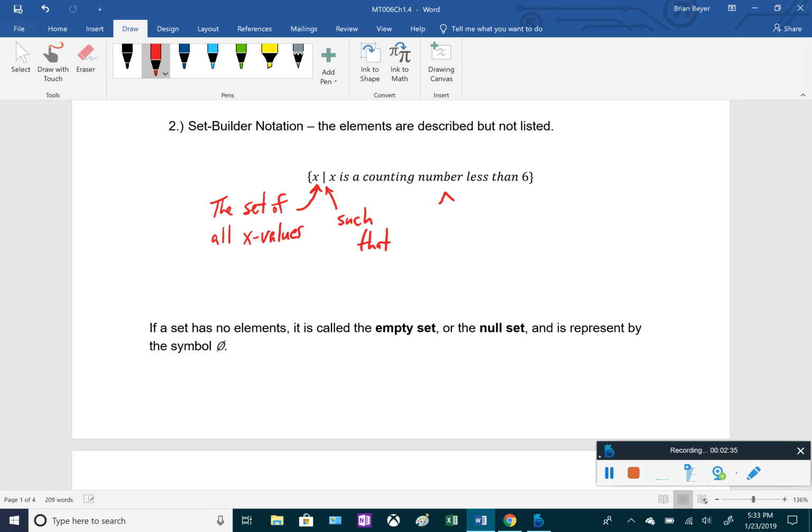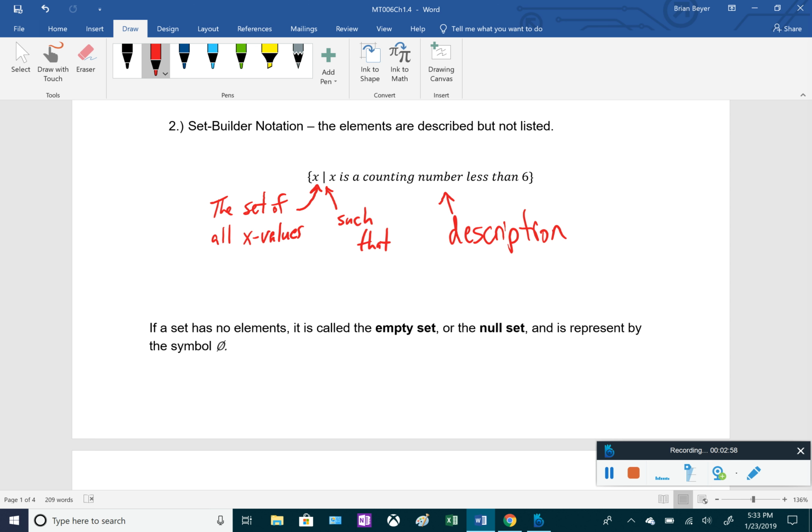This portion right here is just the description, and this can be done in various different ways. We have the squiggly brackets or braces around it, so you know it's a set. And you read it with that vertical bar in set builder notation as the set of all x values such that whatever the description happens to be.